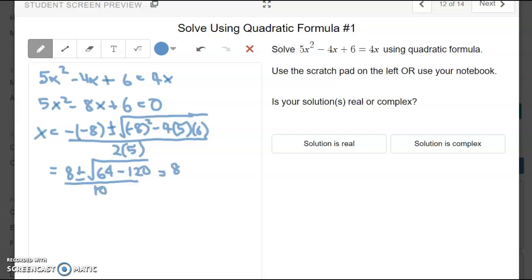and that's going to be 8 plus or minus the square root of 64 minus 120, which is negative 56, and that's the square root of negative 56 all over 10. And that's 8 plus or minus, okay, 56, does it have any perfect squares? It's certainly divisible by 4, so I can do that. That's going to be square root of 4 times square root of 14.